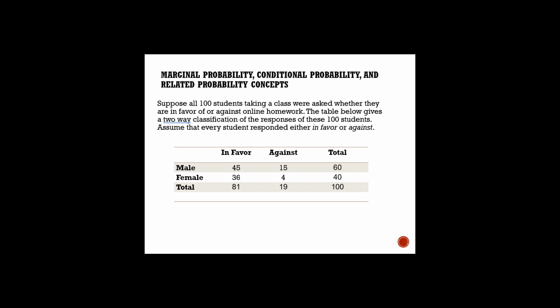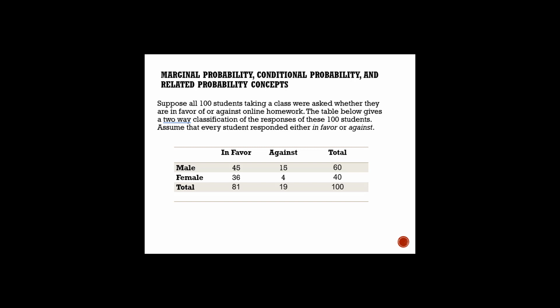We found that 45 males are in favor and 15 are against, for a total of 60 males. 36 females were in favor, 4 were against, for a total of 40. And then you can see the totals at the bottom and at the far right. The total column and the total row are the margins of the table. When we look at those numbers, each represents only one thing. 60 is how many total males there were in the survey. It doesn't answer whether they were in favor or against. It just says this is the total males.